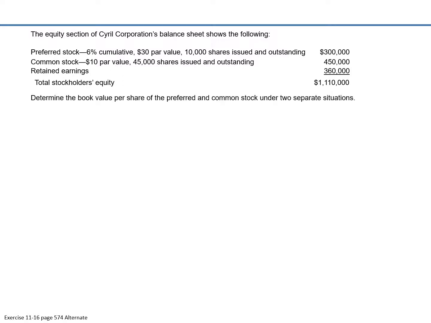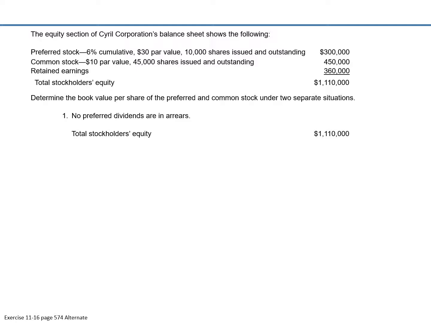All right, so same problem, different numbers. Under scenario 1, assume no preferred dividends are in arrears. Compute the book value per share of preferred and common stock under each of the separate situations. And when you're done, you can resume the recording and we'll go through the answer.